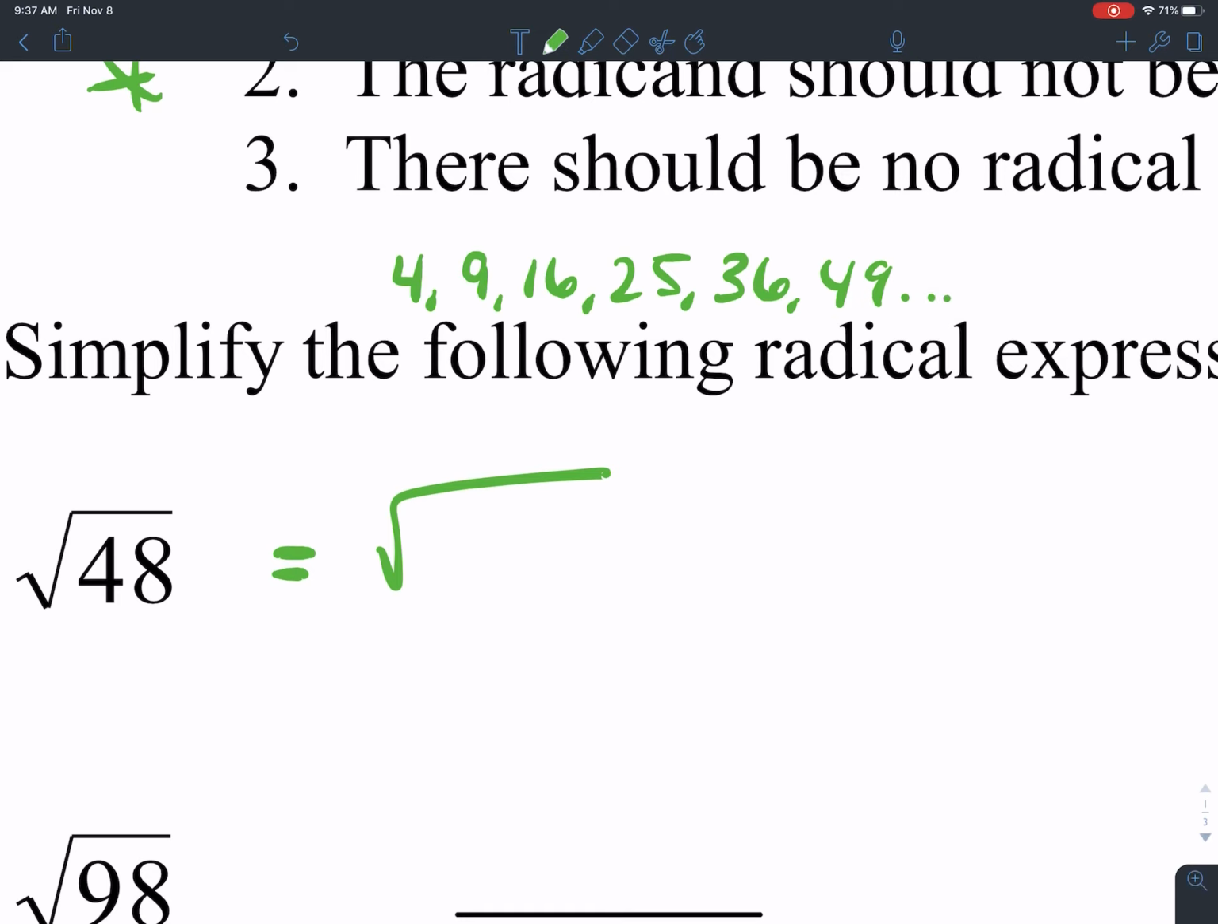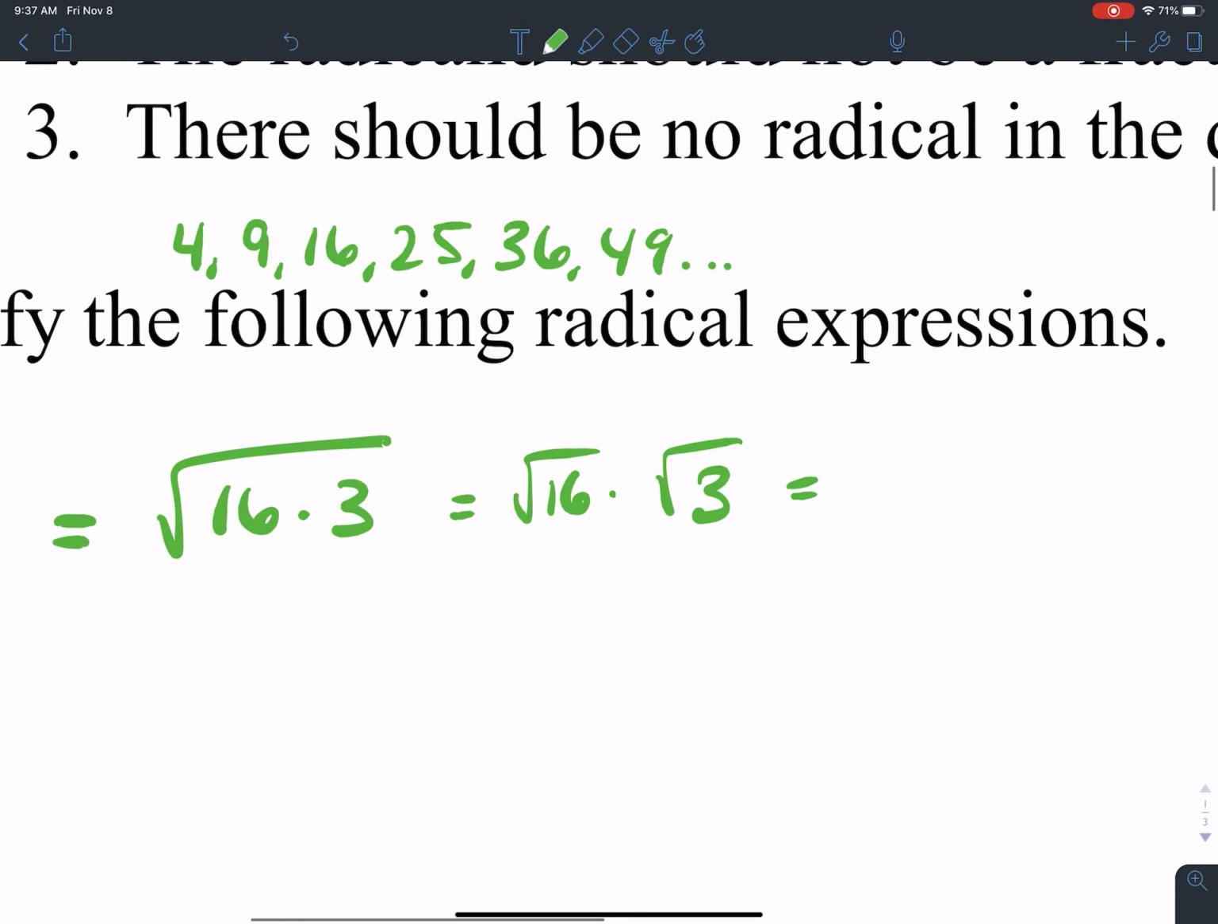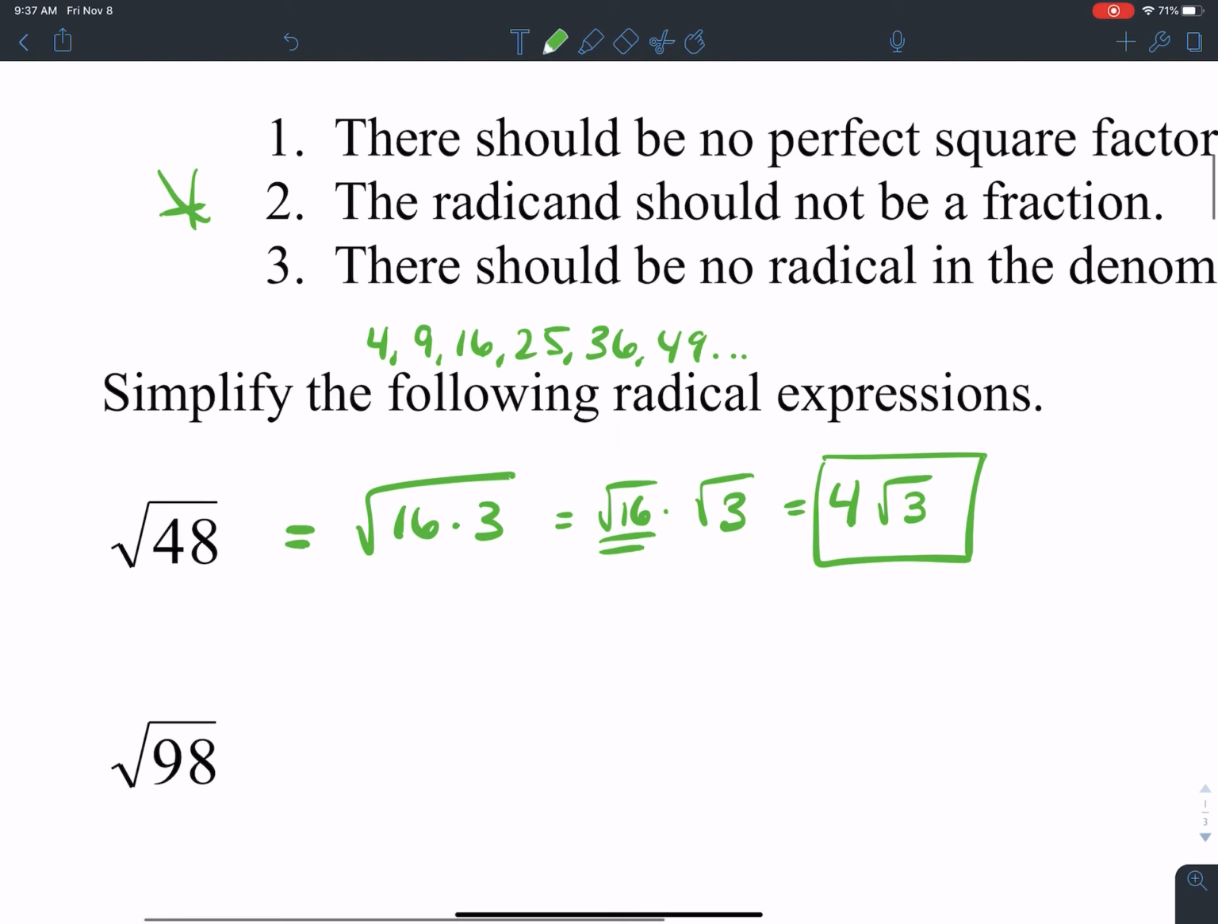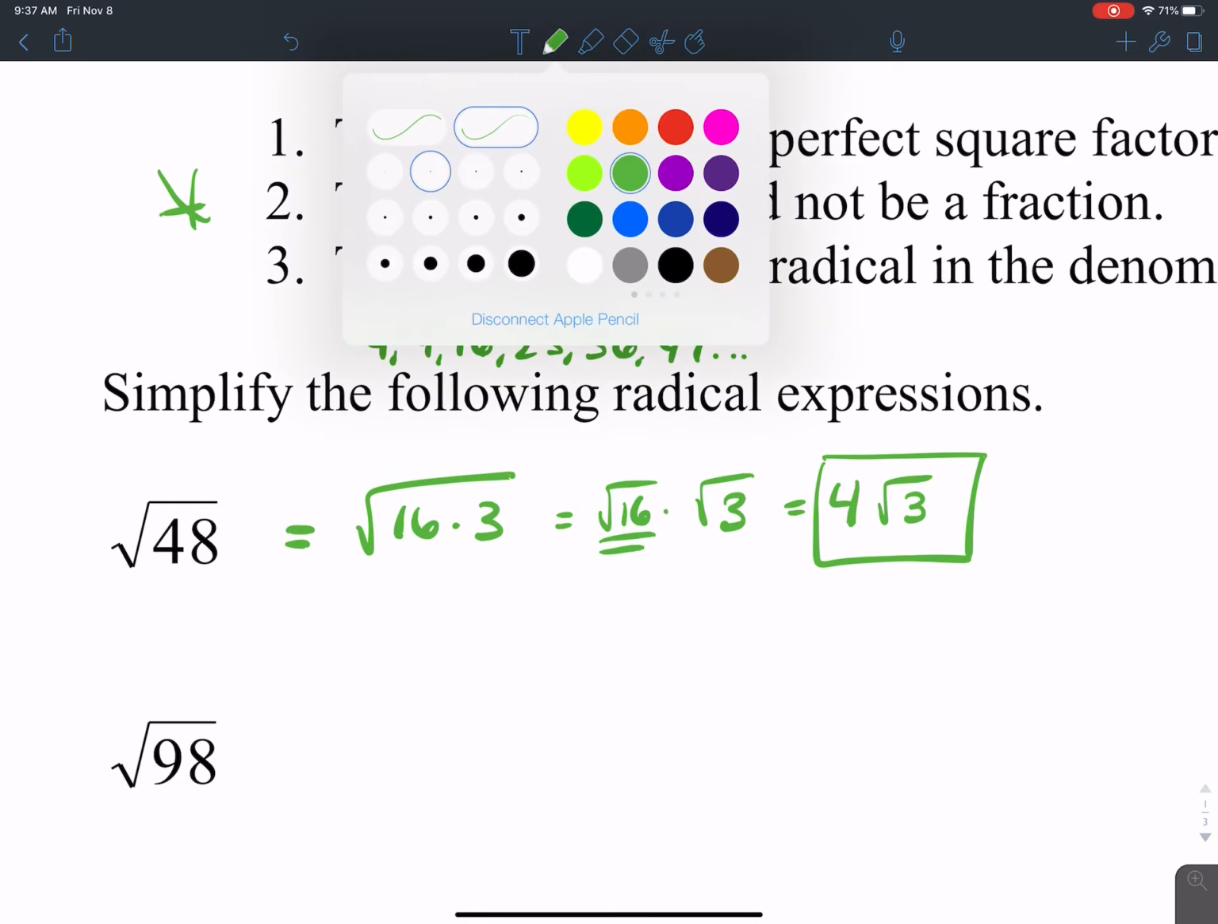So like with 48, I know that's 16 times 3. So then if two numbers are multiplied under one square root, I can give them each their own square root, and I can multiply those products together. So the square root of 16 is 4, and then the square root of 3 is just root 3. Now 3 doesn't have any perfect square factors, so that's how I know that I'm done simplifying this.